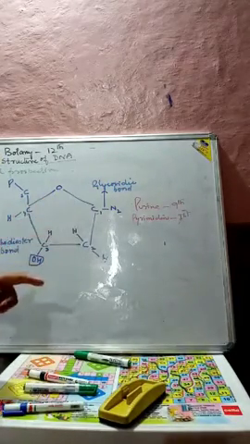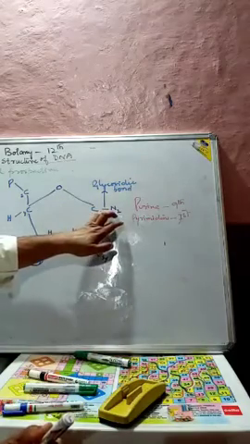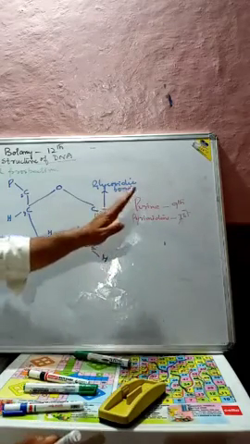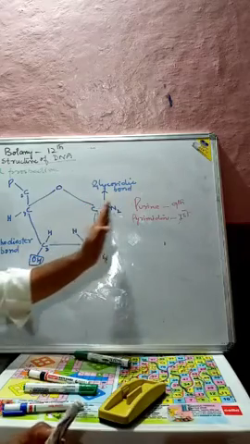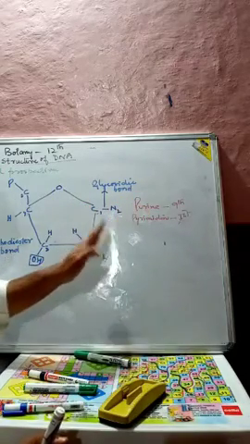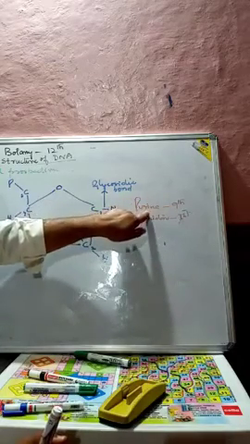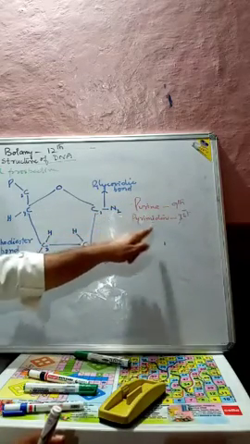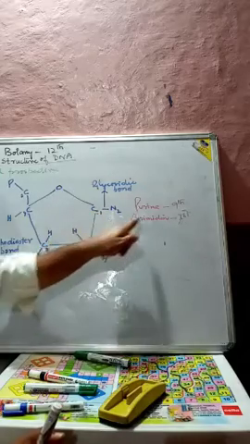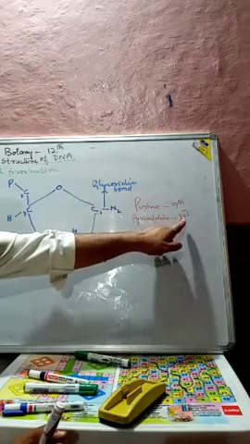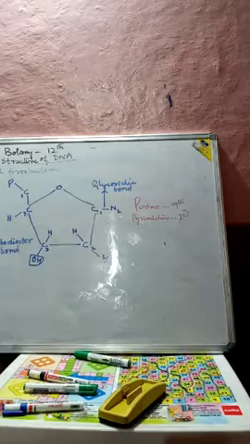So depending upon the nature of the nitrogen base, how it is bonded with this carbon first: in case of purine, this carbon first is attached with the 9th position of the purine, and in case of the pyrimidine, this carbon first is attached at the first position of the pyrimidine.